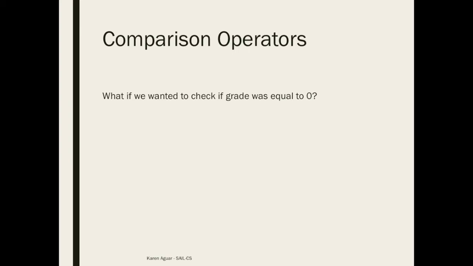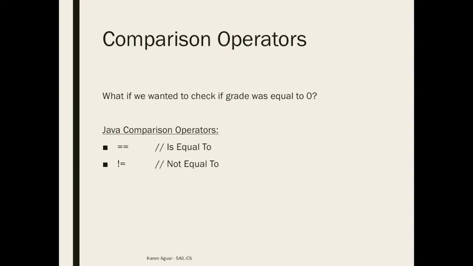What if we wanted to check if a grade was equal to 0? We need to become familiar with some of these Java comparison operators. The way to accomplish this is through a double equal sign. We usually pronounce this as equals equals. And what this does is it checks if two different operands are equal to each other. So we could say something like if A equals B.